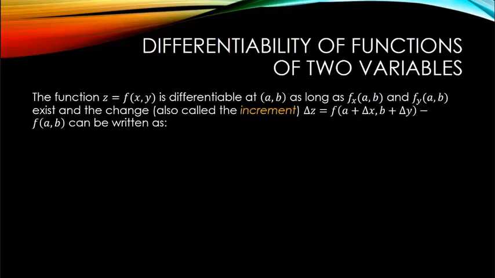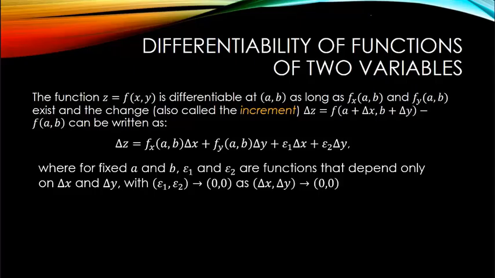Now the function z is equal to f of x, y will be differentiable at the point (a, b) as long as fx of (a, b) and fy of (a, b) exist, and the change, also called the increment, which is given by delta z, is equal to f of a plus delta x, b plus delta y minus f of (a, b), can be written as: the change in z is equal to fx of (a, b) times delta x plus fy of (a, b) times delta y plus epsilon 1 times delta x plus epsilon 2 times delta y, where for fixed a and b, epsilon 1 and epsilon 2 are functions that depend only on delta x and delta y respectively, with epsilon 1 and epsilon 2 going to 0 as delta x and delta y go to 0 respectively.